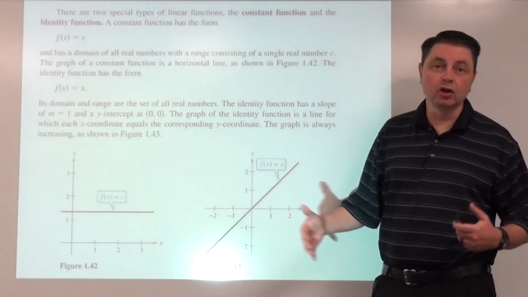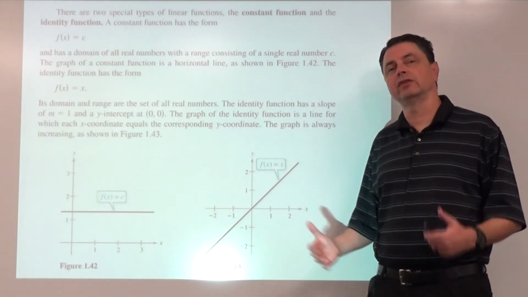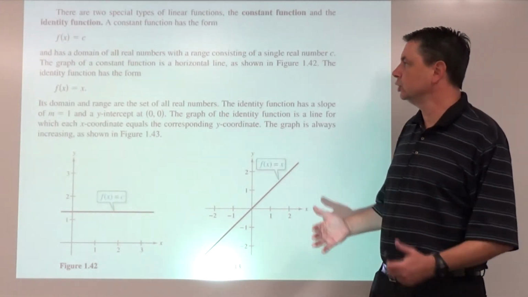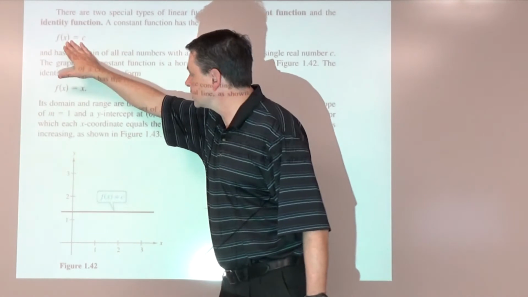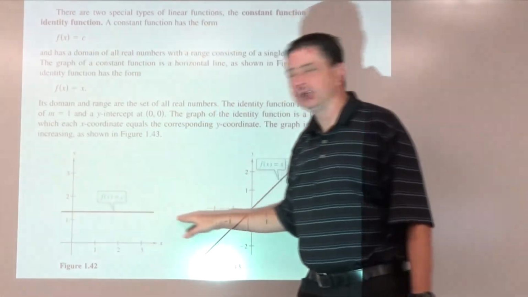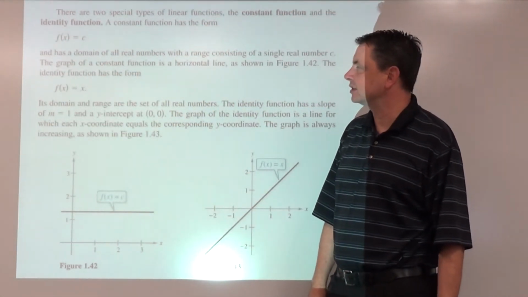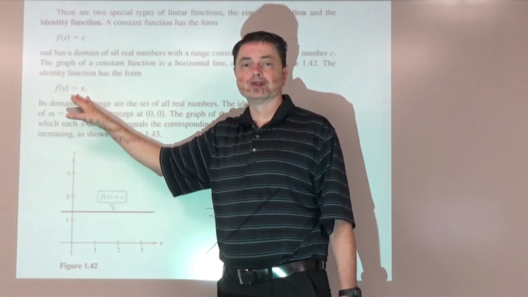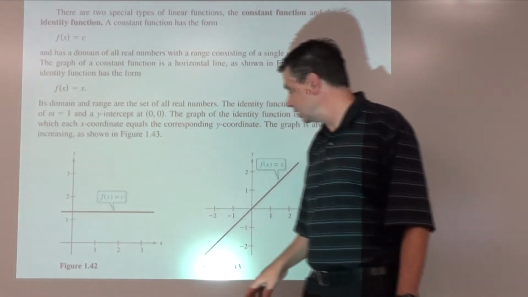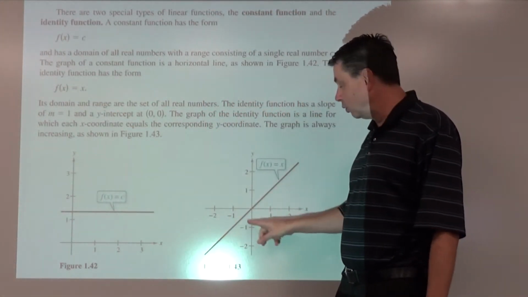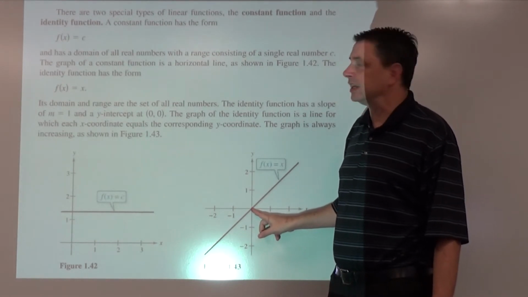So now we're going to look at this library of parent functions that we can use. We've got a constant function, which would be horizontal, f of x equals c. F of x equals x is also linear, but that has a slope of 1 and a y-intercept of 0.